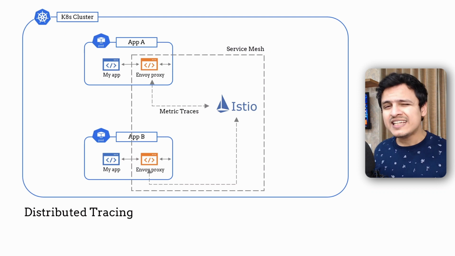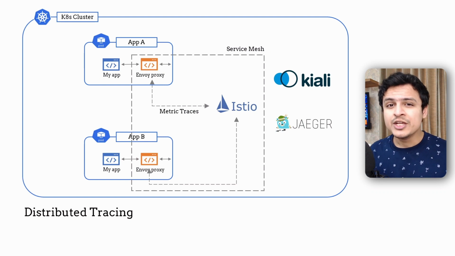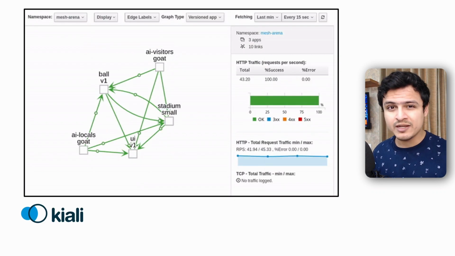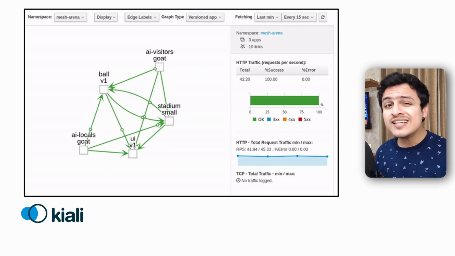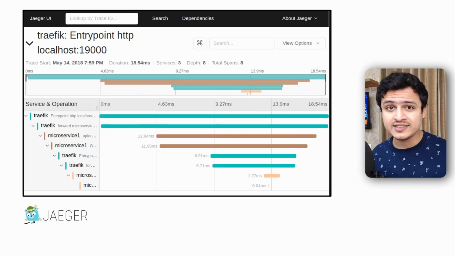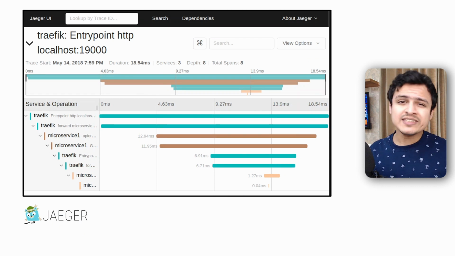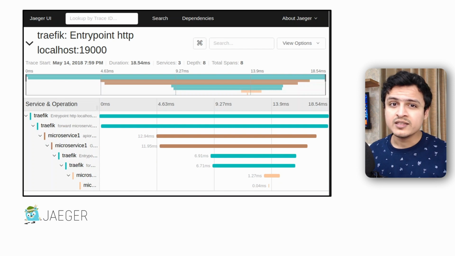On top of that, Istio integrates naturally with tools like Kiali and Jaeger to make this a very seamless experience. You can use Kiali to visualize your network topology and its health at a glance. Then you can drill down to individual traces in Jaeger to get an even richer understanding. And distributed tracing isn't the only thing you achieve when it comes to observability. The proxies can collect network metrics too.